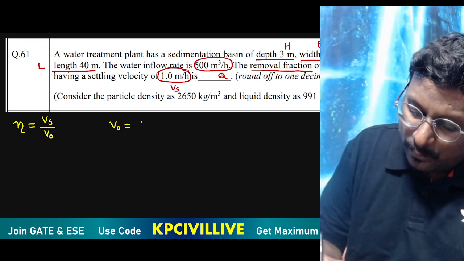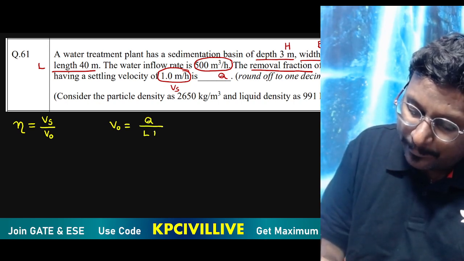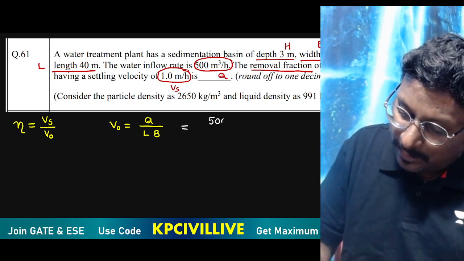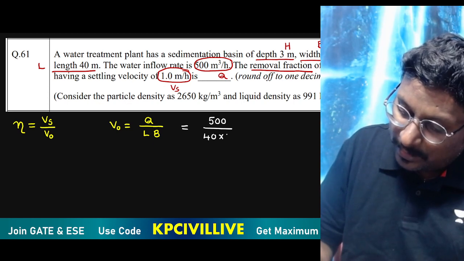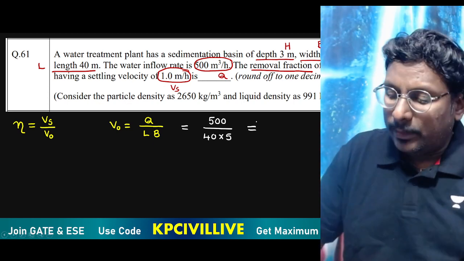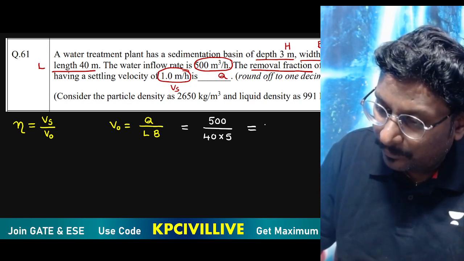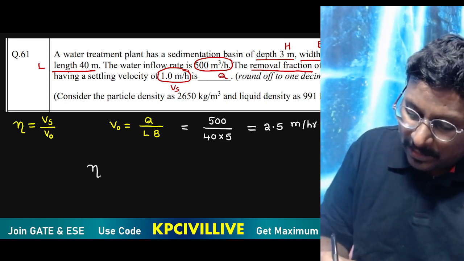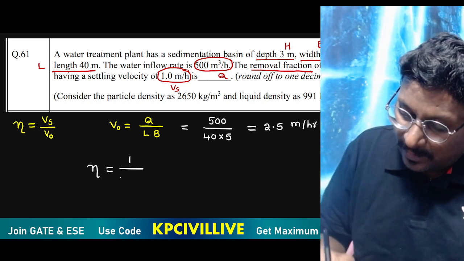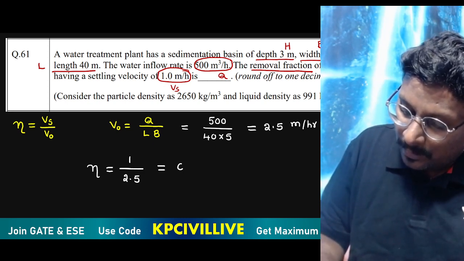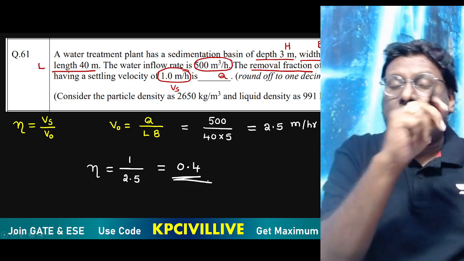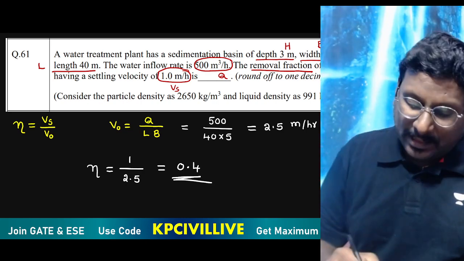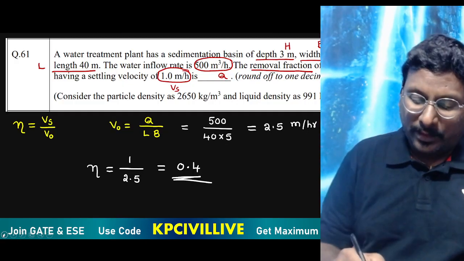V naught is equal to discharge by surface area, plan area, Q by L into B. Discharge 500 meter cube per hour, length 40 meter, width 5 meter. So 500 by 40 into 5 is 2.5 meter per hour. So fractional removal, Vs is 1, V naught is 2.5, 0.4 is the fraction of removal of particle. If they are asking about percentage, take 40%. As they are asking about fraction of removal, take 0.4.